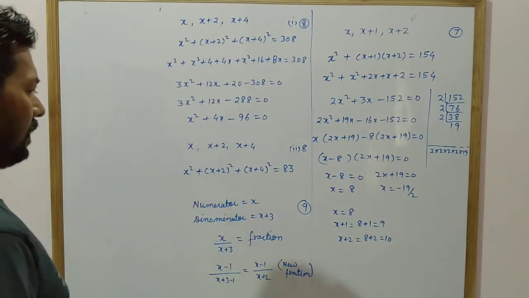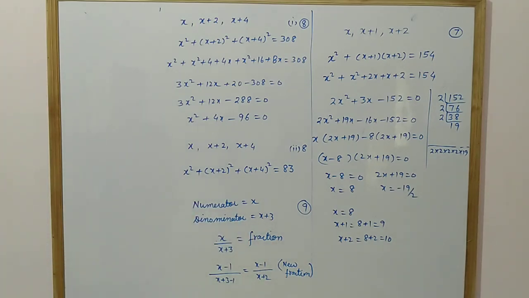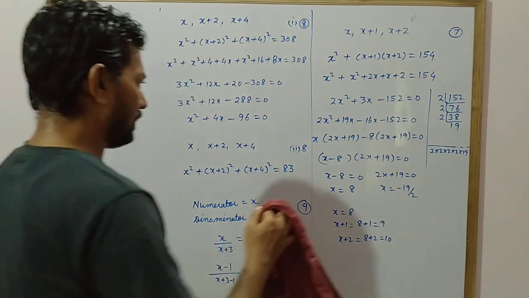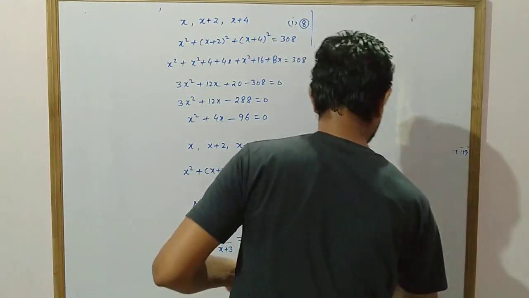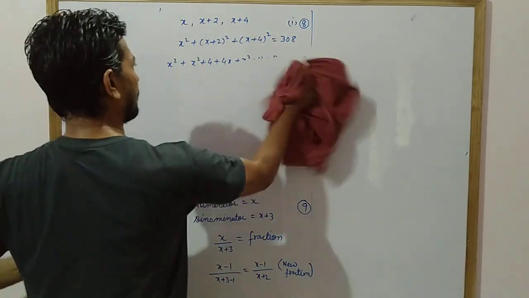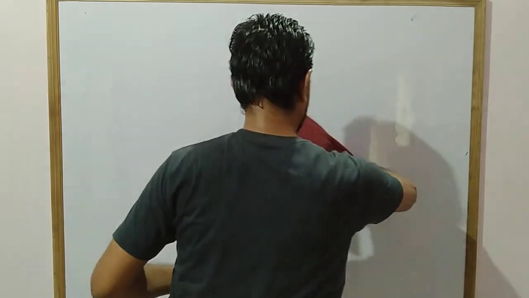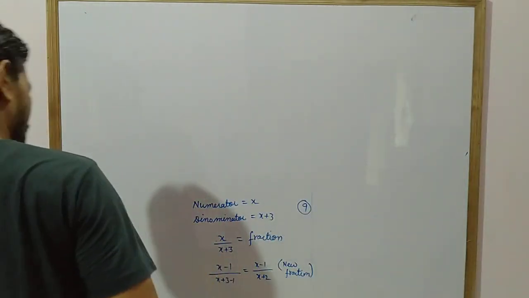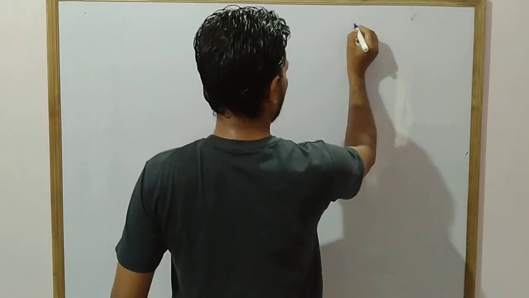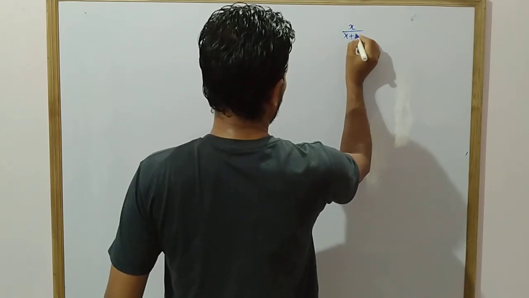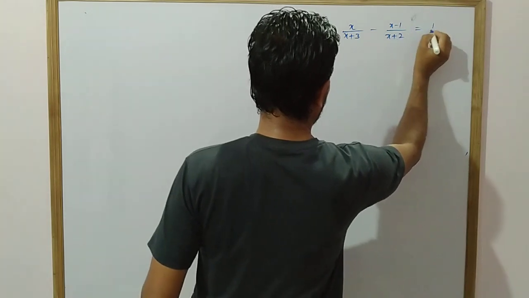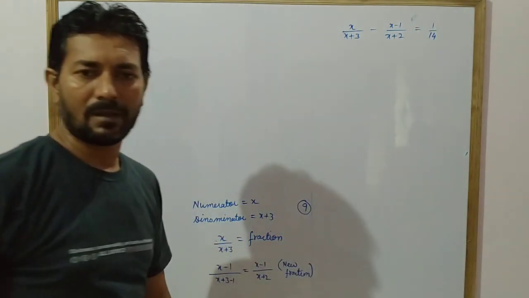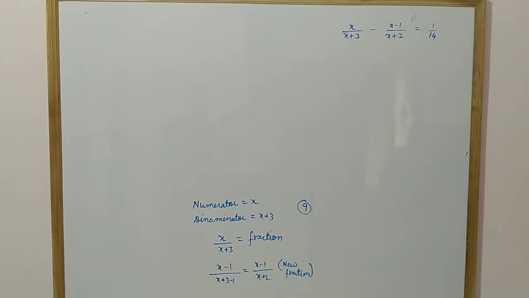Okay. Now in this process, the fraction is decreased by 1 by 14. That means the earlier fraction was greater and now it is smaller. So we can write x by x plus 3 minus x minus 1 by x plus 2 equal to 1 by 14, because the fraction is decreased by 1 by 14.